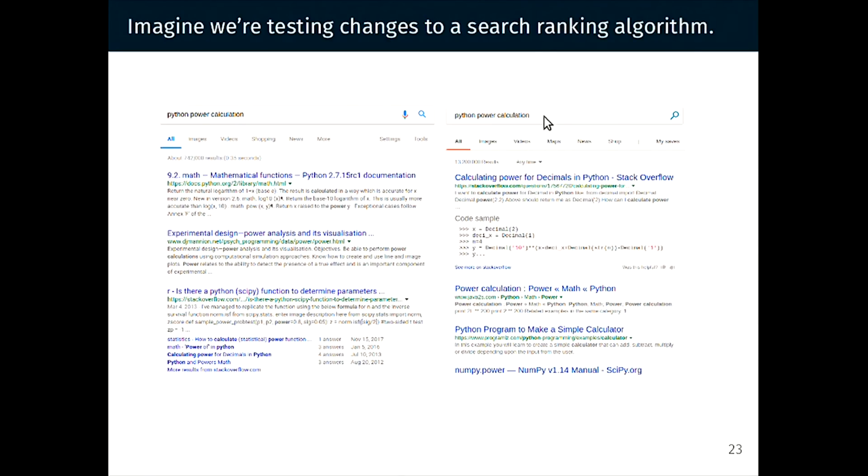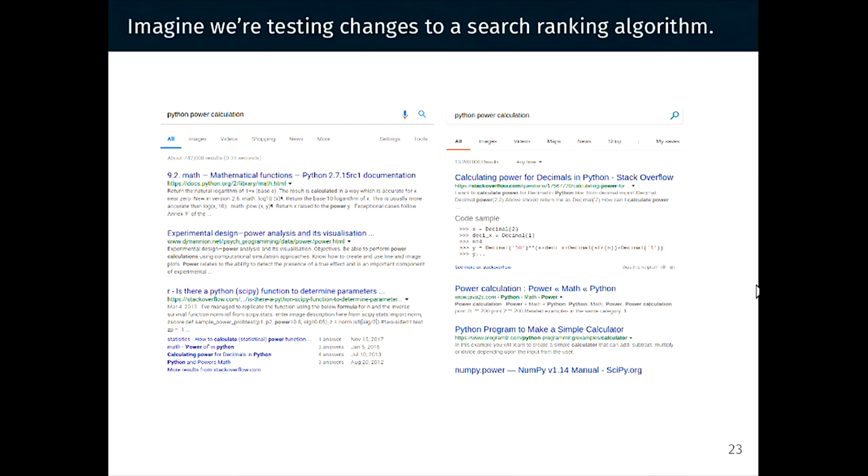On the right-hand side, I searched for power calculation. I've got a Stack Overflow thread about calculating a power for decimal, so taking a number to a power. I even get a code snippet right up front for that. Then taking numbers to a power again, the star operator, and then a link about making a calculator in Python. So two very different sets of results for the same query here. And if I really was searching for how to take a decimal to a power, then this result is great. I've got a code snippet right there. If I was searching for power calculation for experiments like we've talked about, these results are much better.